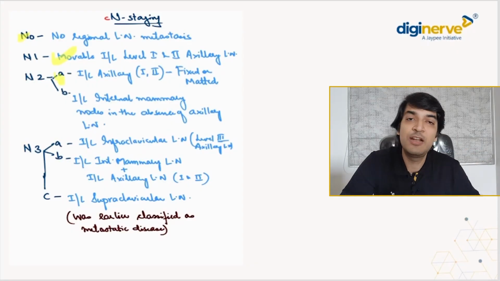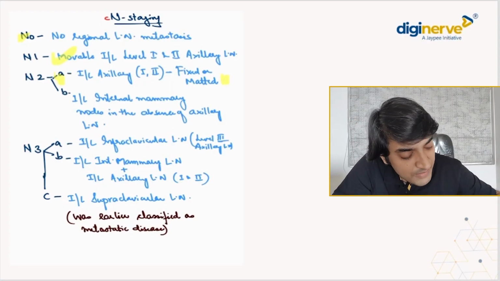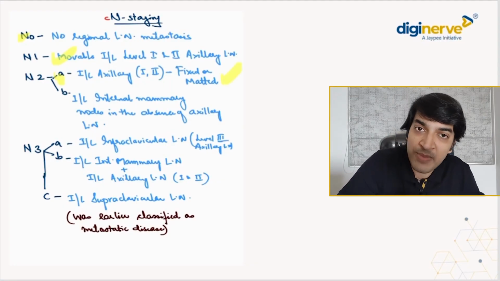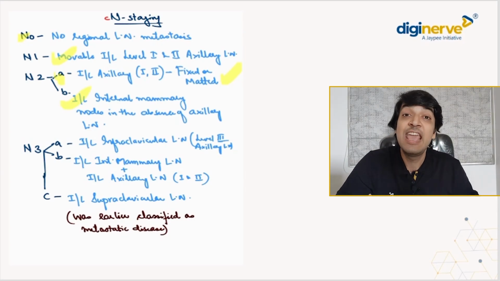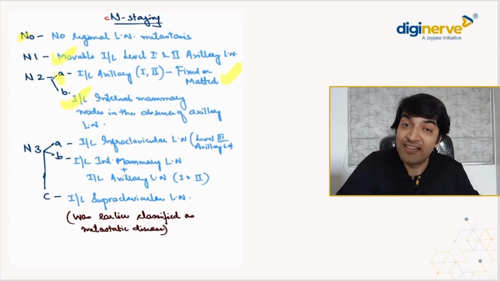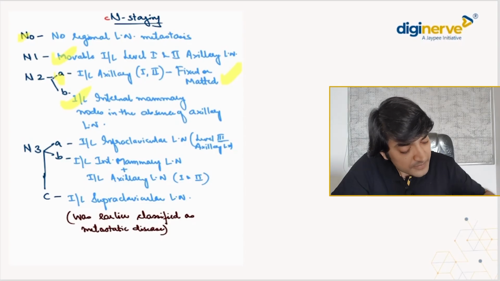तो N2A is similar to N1 and N1. अंतर क्या है? Now the lymph nodes have become fixed or matted. What is N2B? When there is involvement of ipsilateral internal mammary nodes in the absence of involvement of the axillary nodes. केवल internal mammary nodes ही involved हैं ipsilateral, that is N2B.